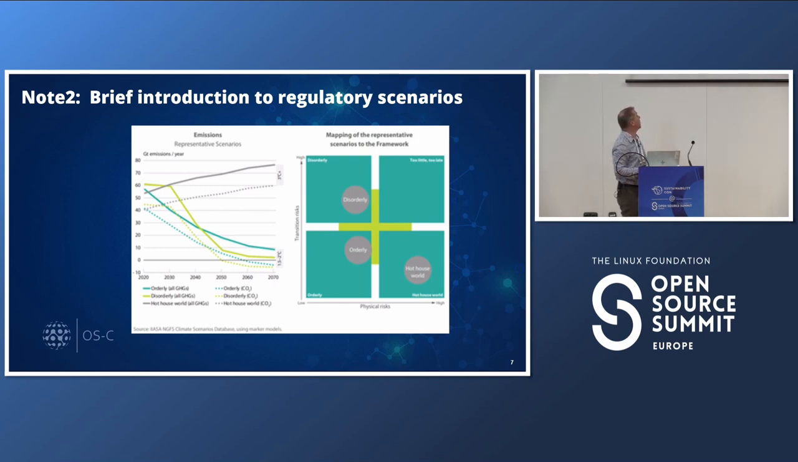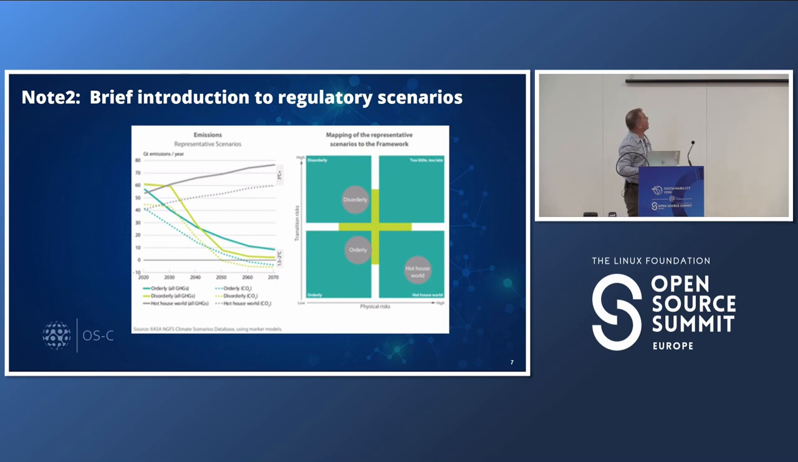But what the regulators also looked at, they said, well, if we're delayed in making these transition decisions, we need to also take into account the perspective of very volatile announcements in policy. And so that lighter green thick line, where you can see the sudden downward drop in carbon emissions, is exactly that sort of scenario. So that's called a disorderly transition.